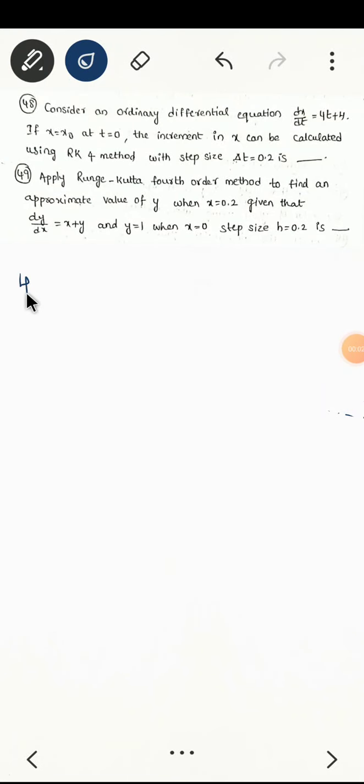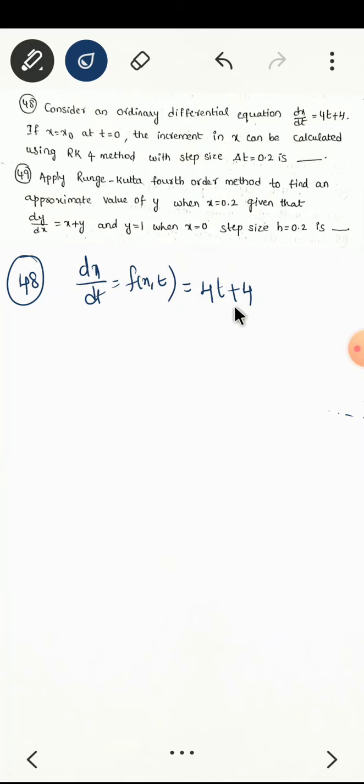Problem number 48 on Runge-Kutta fourth order method. Already we have solved one problem. Now we are solving this problem. So here this is dx by dt, that is a function of x comma t. In place of x comma y they have given x comma t. So 4t plus 4. You can convert this into x comma y also if you want.